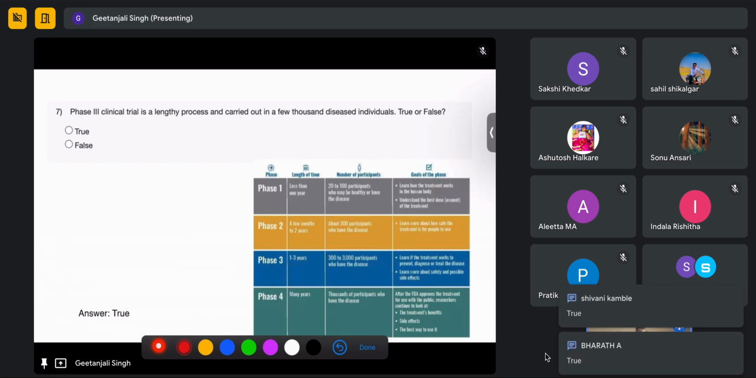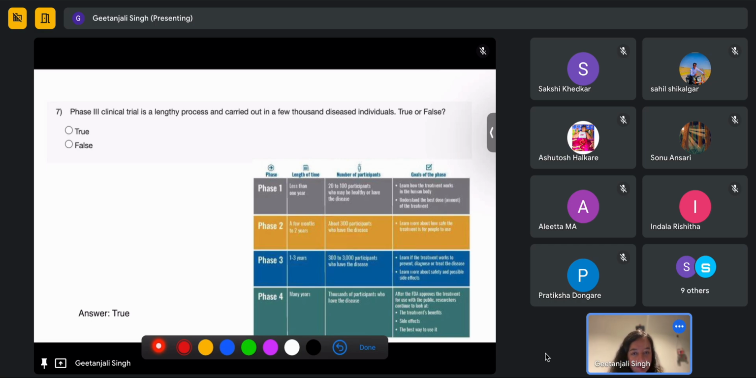Let's just recapitulate what phase 1 is. Phase 1, the length of time is from a few months to maybe a year. What they do is collect a group of volunteers, like 20, 40, less than 100, and they try to see the dosage and the quality, and these are healthy individuals.